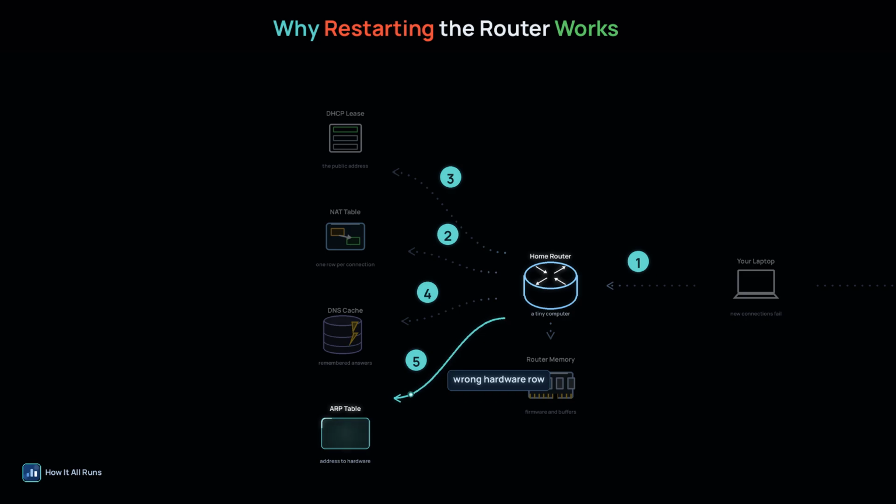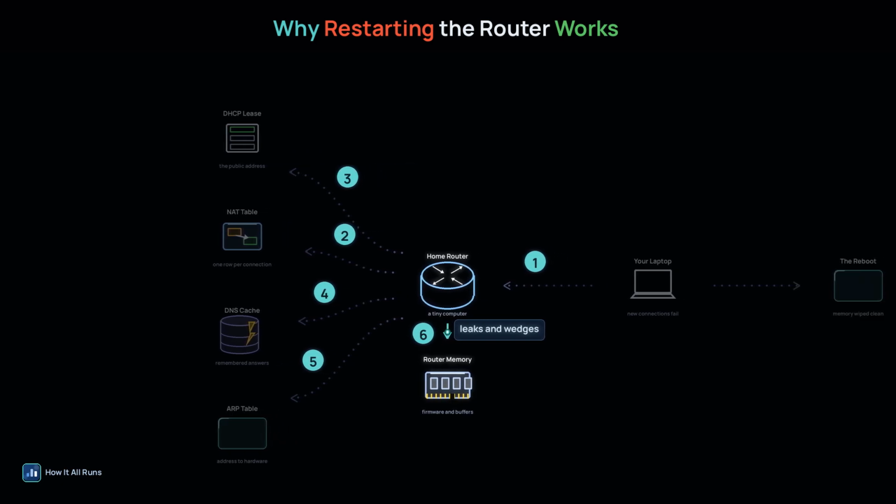Table 4 is the ARP table on your local wire. It records which hardware address belongs to which network address, so frames know which physical device to reach inside your own home network. If a device changed address or two devices briefly claimed the same one, the stale row keeps pointing at a machine that is gone. Frames are sent perfectly well, and they simply vanish on the way.